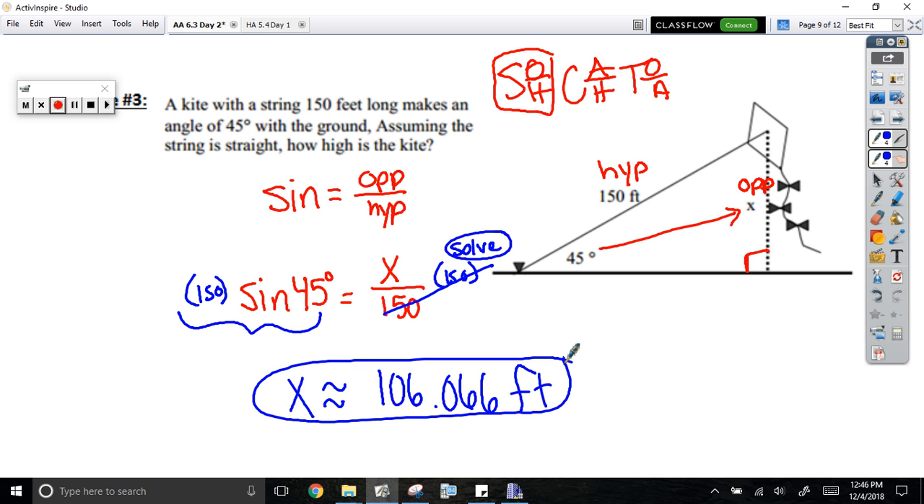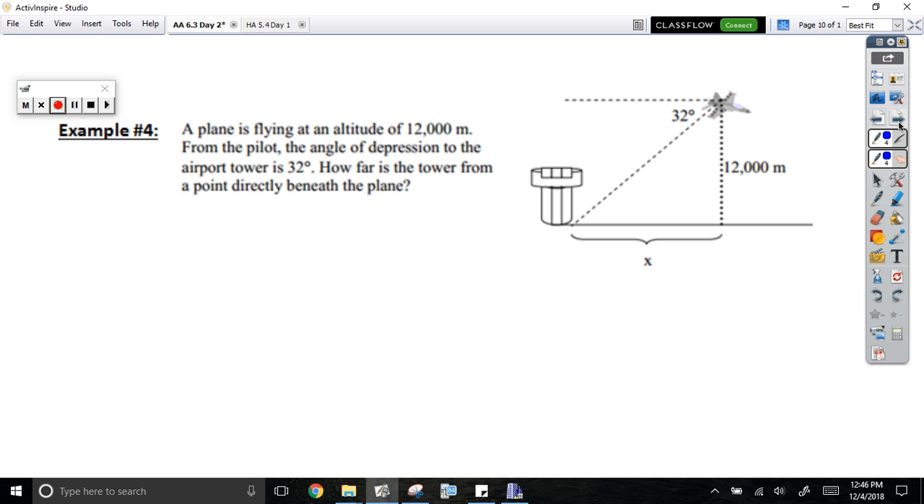Okay, last one. Pictures given. A plane is flying at an altitude of 12,000 meters. Again, altitude is height, so that's always perpendicular distance. The pilot sees an angle of depression to the airport tower. Again, angle of depression will go down from the line of sight originally to the new line of sight. They want to know how far is the tower from a point directly below. So that's why it's here. If they said how far is it from the tower, it would be the hypotenuse, but it says from a point directly below. So that's x.